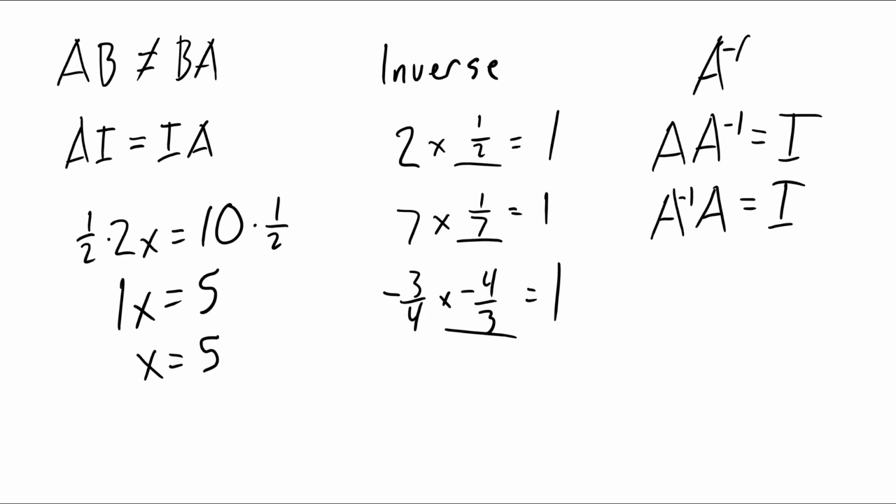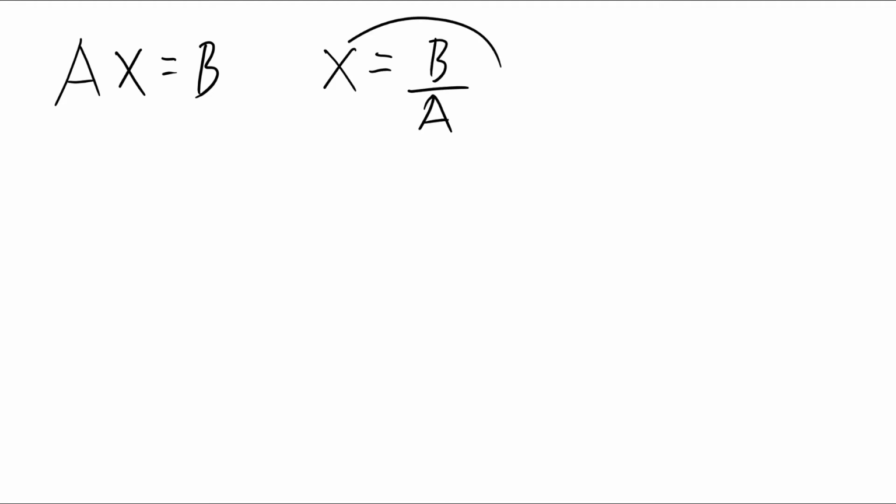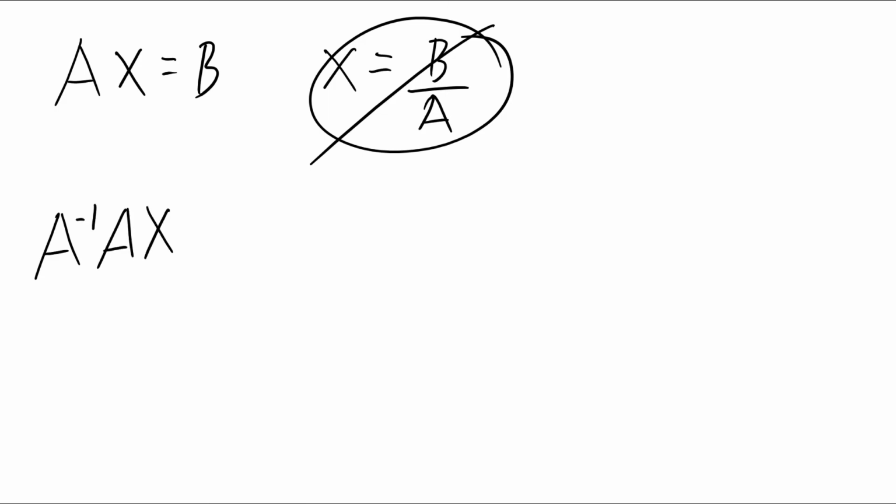All right, so why is that useful? Well, let's take a look. Let's say we had an equation, AX equals B, and we want to solve this for X. Well, what we can't do is divide both sides by A. That does not work because there is no division for matrices. However, we can multiply both sides by the inverse. So the way we would do that is we'd multiply A inverse on both sides.